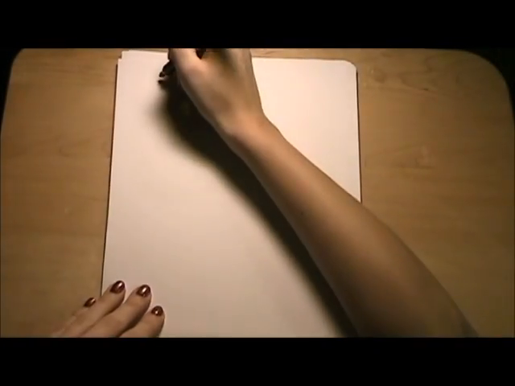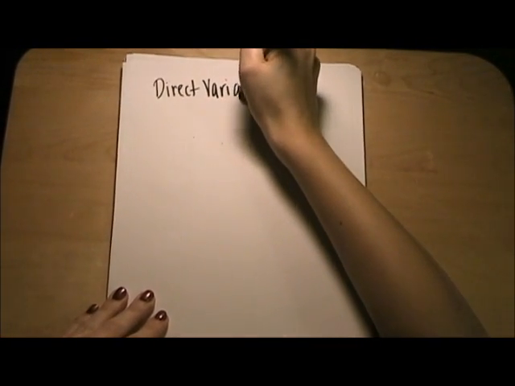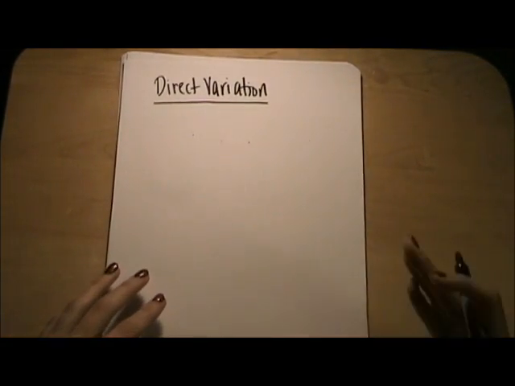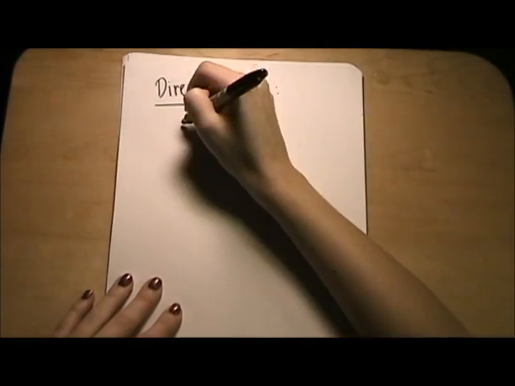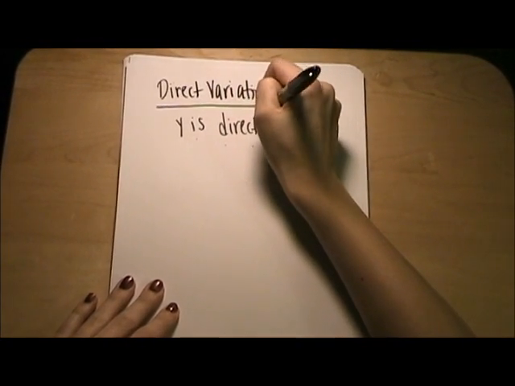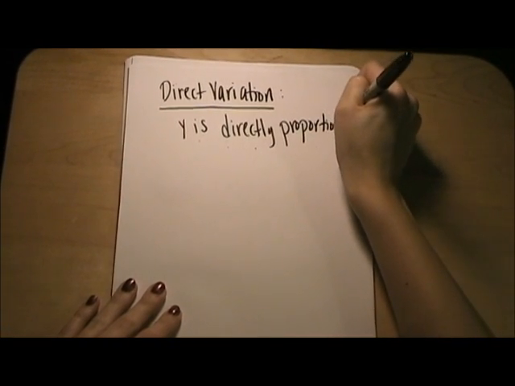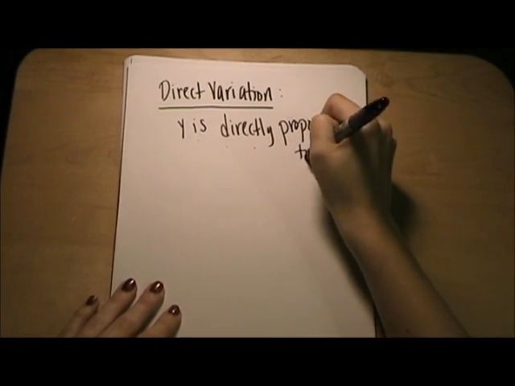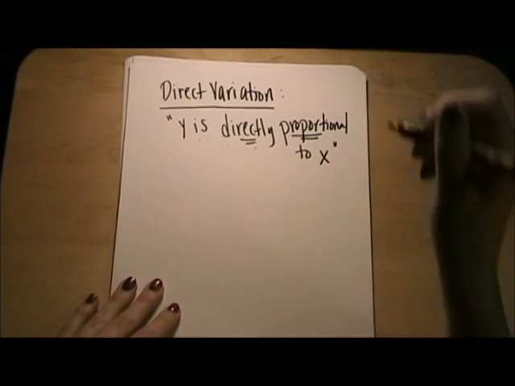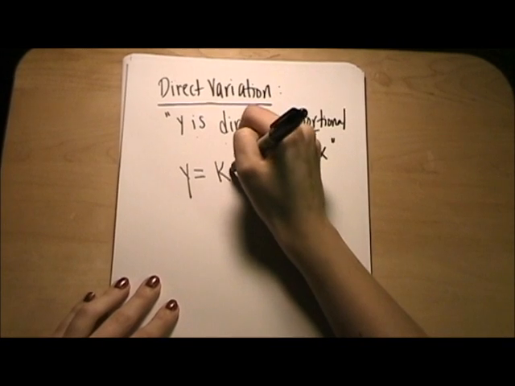The last type of linear is a direct variation. Direct variation is more for an application or word problem. So what this means is y is directly proportional to x. Directly proportional. And the equation is y equals kx.